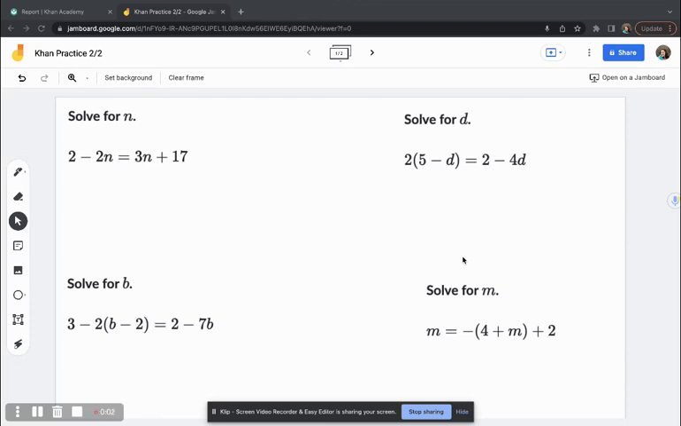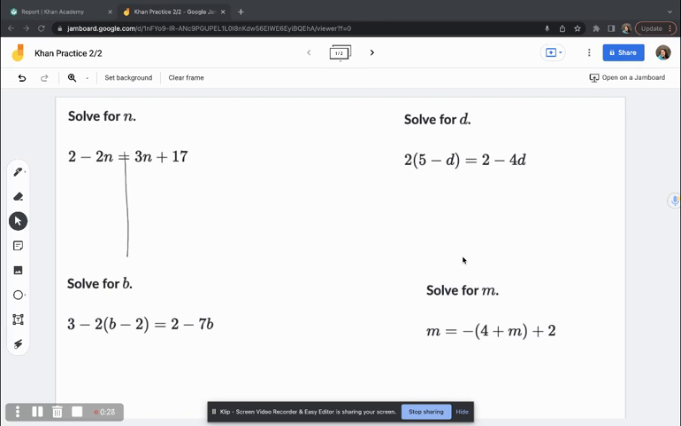All right, so we're going to look at how to solve equations with variables on both sides. My first example says 2 minus 2n equals 3n plus 17. Now, we want to cancel out one of these n's completely. So I can either cancel out negative 2n or I can cancel out 3n.